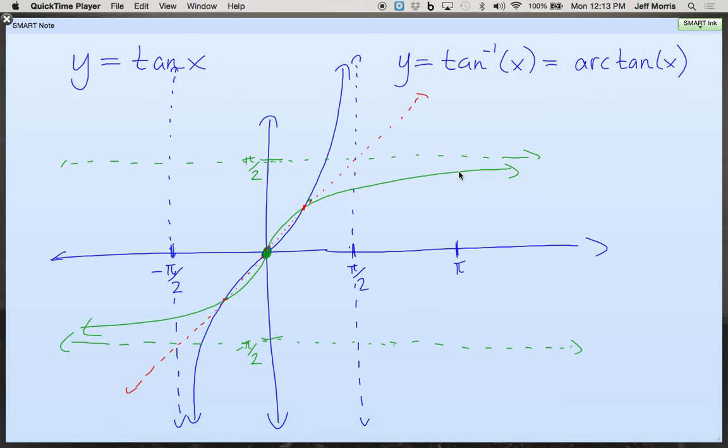Now, this domain and range. Domain, what was the domain for tangent? This is where it gets a little interesting. Negative pi over 2 plus. Pi over 2. You say negative pi over 2 or pi over 2?